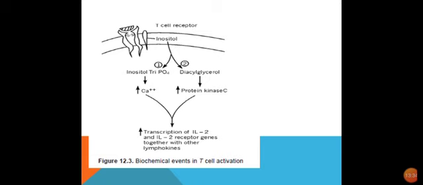Here, at the cell membrane of the T cell, we see the T cell receptor binding an antigen presented on MHC molecules. This causes a signal to membrane-bound inositol to produce the two metabolites, inositol triphosphate and diacylglycerol. This leads to an increase in calcium ions and protein kinase C. Both cause transcription of interleukin 2 and interleukin 2 receptor genes together with other lymphokines.